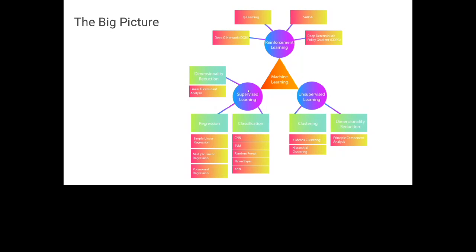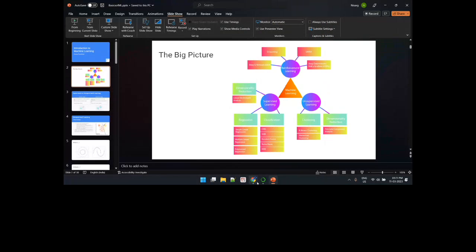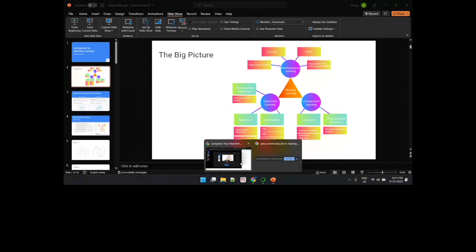We'll not be diving too much into reinforcement learning as that is a little advanced topic. We'll cover unsupervised and supervised learning for now, and we'll then go on to some example cases in supervised learning. So any questions up until now? Anything that you want to ask? Anything that you didn't get?